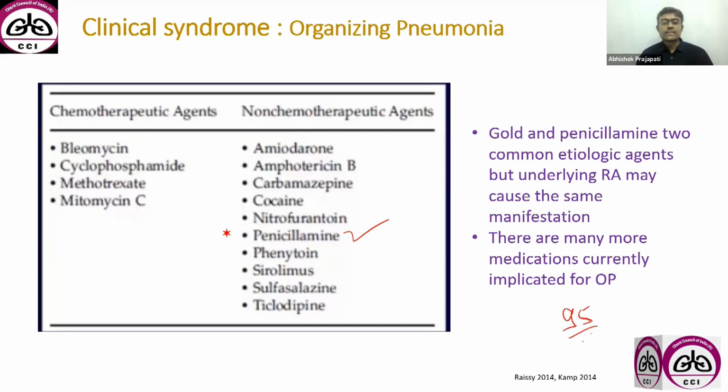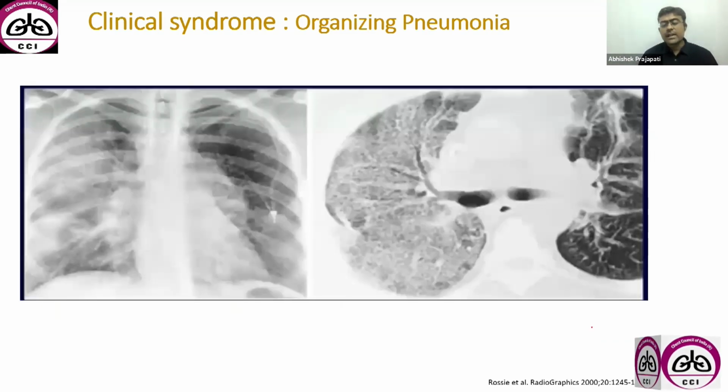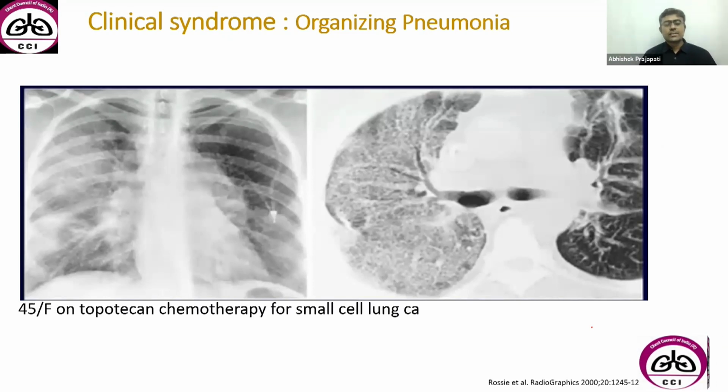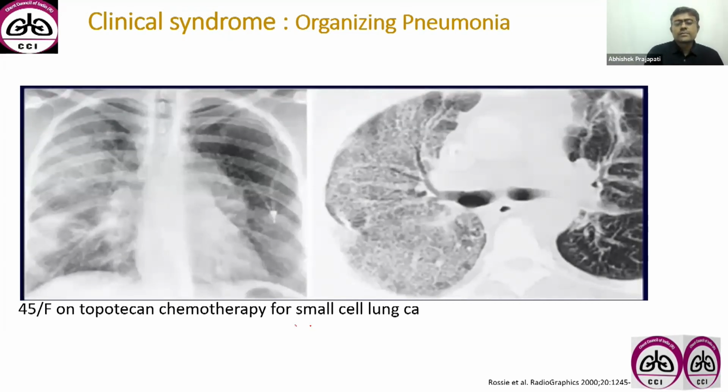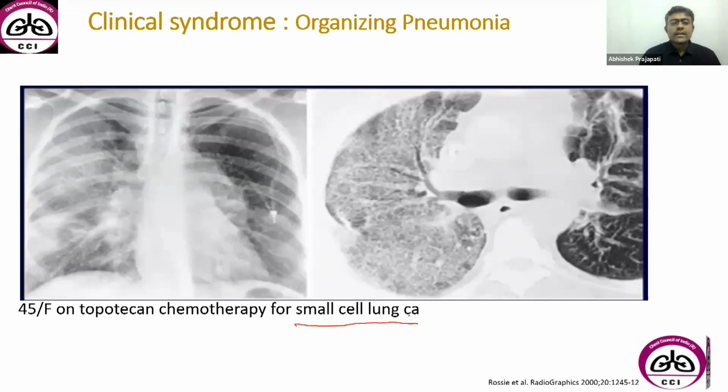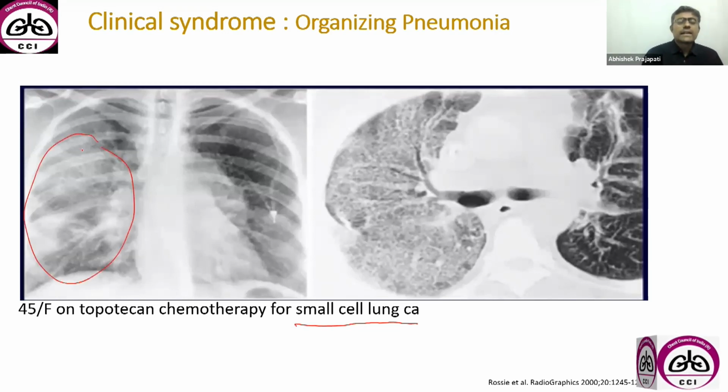And organizing pneumonia. So if we appreciate the organizing pneumonia pattern on CT scan, and if there is some temporal relation, some drugs have been started and after some duration it has been appreciated, we should think about organizing pneumonia. So this is the case of a 45-year-old female who was on topotecan chemotherapy for her small cell lung carcinoma. Here, the involvement is only unilateral, right-sided chest.